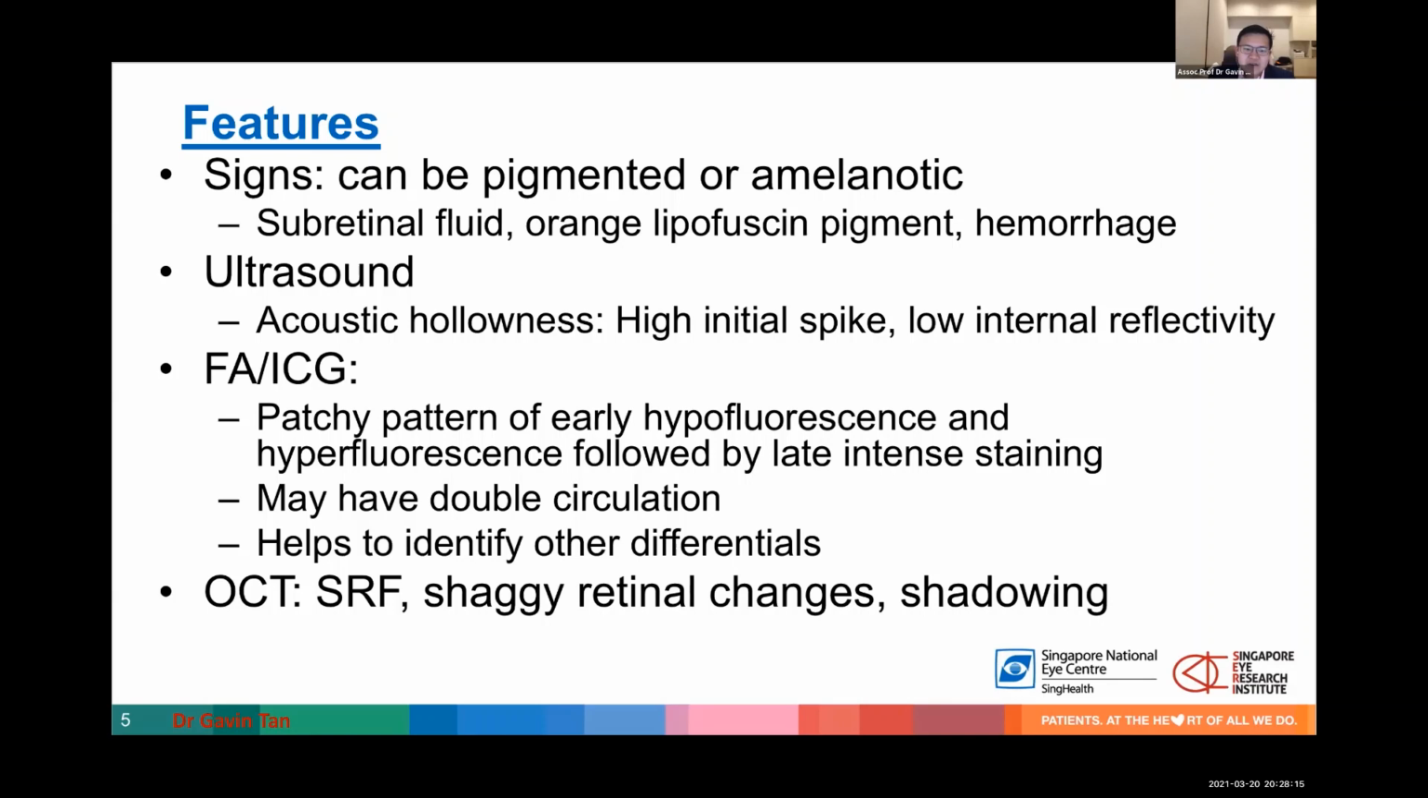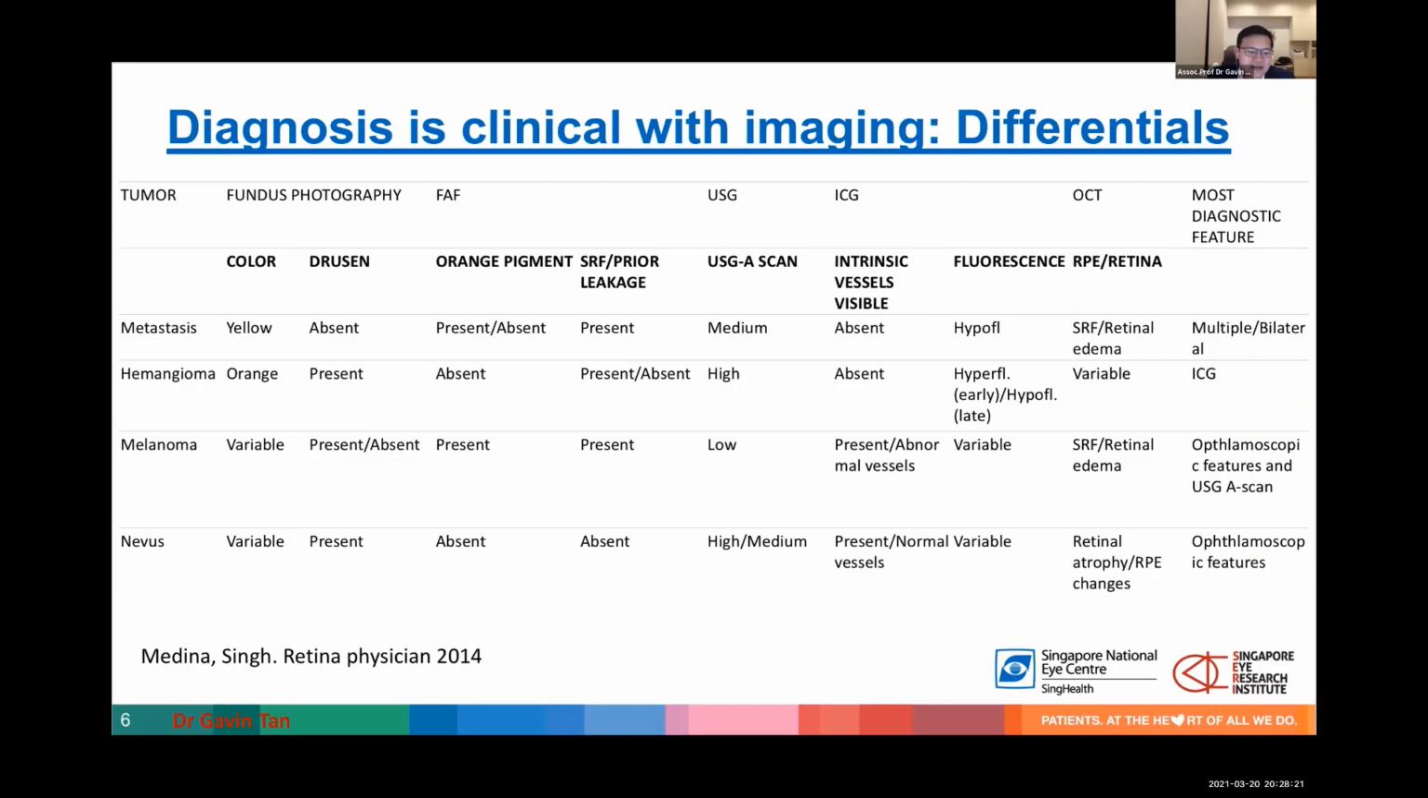So this table, I think, is actually from one of the articles written by Arun, which summarizes the different imaging findings of the various common lesions that you need to differentiate from a choroidal melanoma. And again, that's quite important, as I'll explain later, because unlike a lot of tumors, the primary diagnosis is often made without having a histological diagnosis.